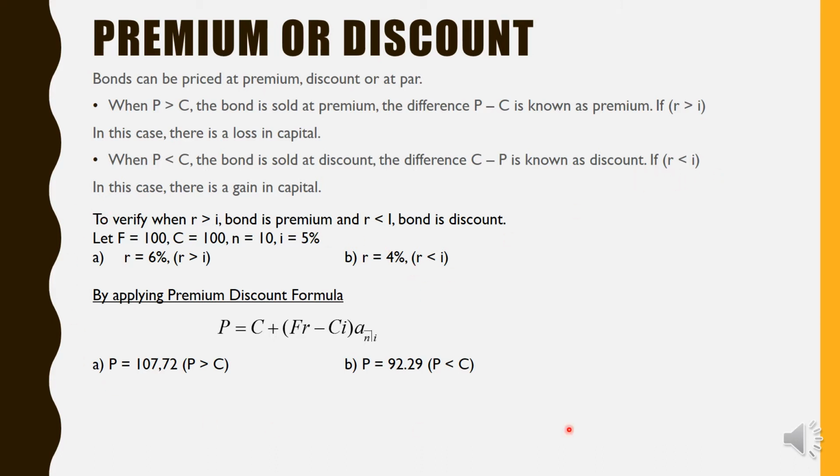So below is the verification of whether the bond is at premium or at discount. For case A, when R is more than I, we find that P is more than C, which means the bond is at premium. And then for case B, when R is less than I, we find that P is less than C, which means the bond is at discount.